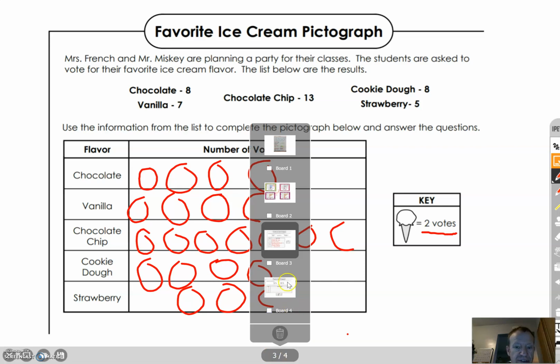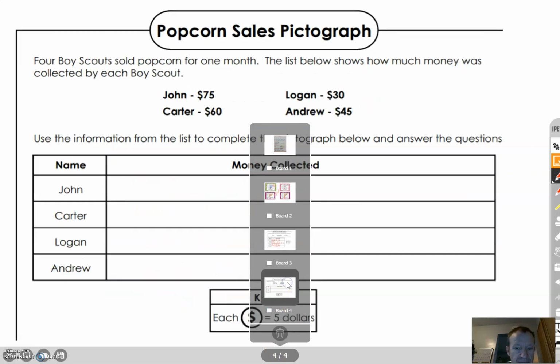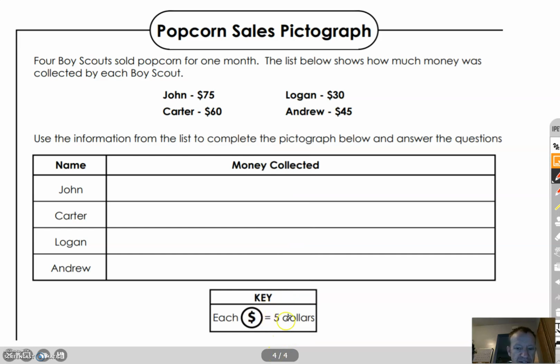Okay, so let's go down to another one that we're going to create, and this one has a different key. So this key is each of these are $5. Okay, and it says use the circle with the dollar sign in it. So we're not going to use the dollar sign. We'll just keep with the circles. So John has 75. We're going to count by fives.